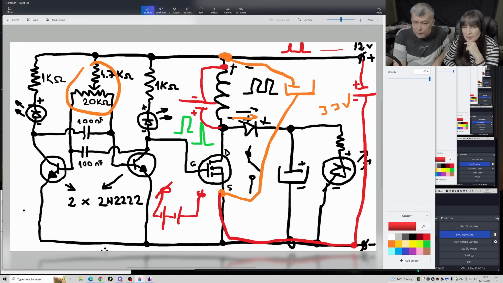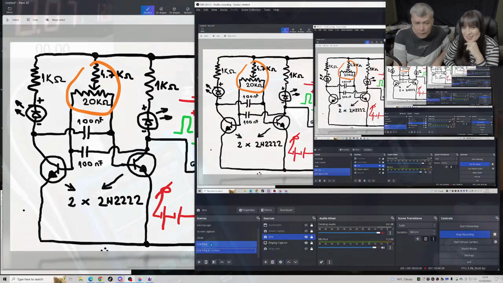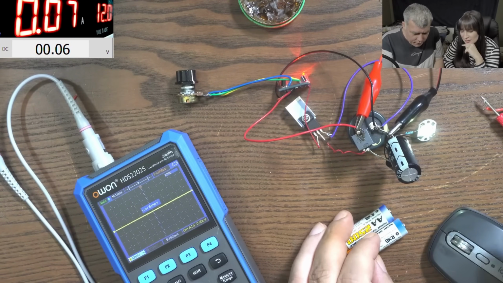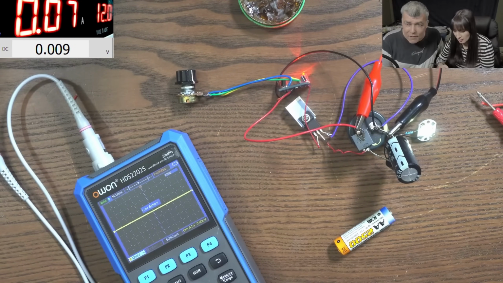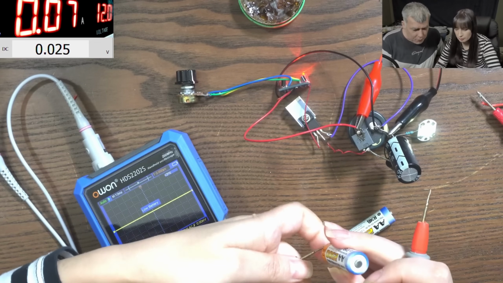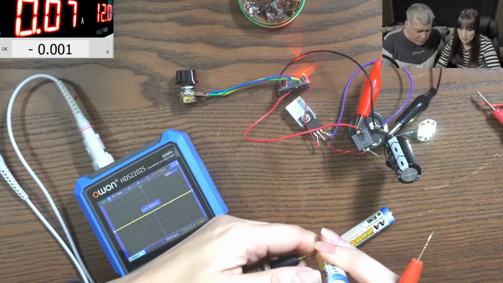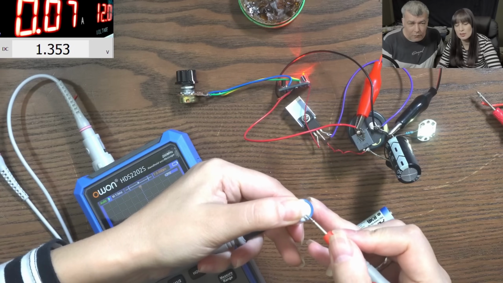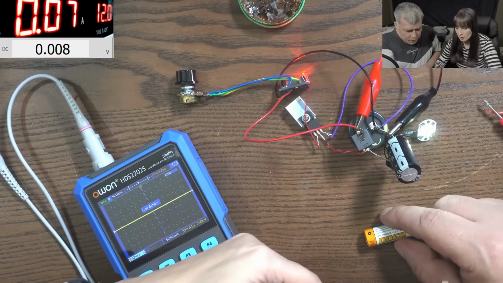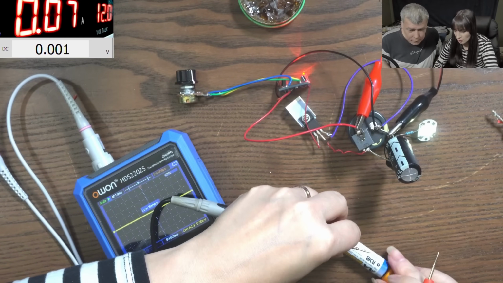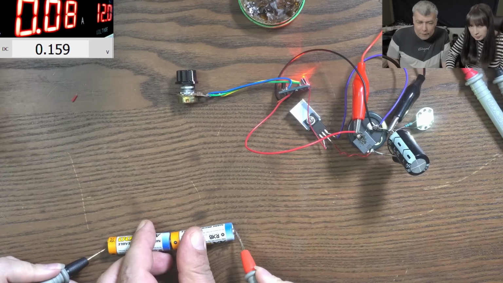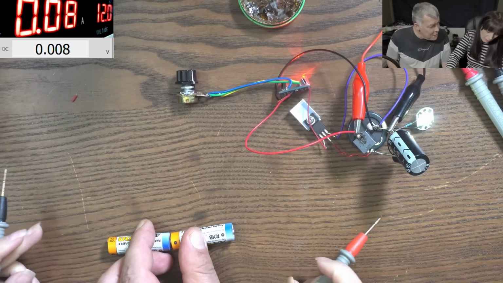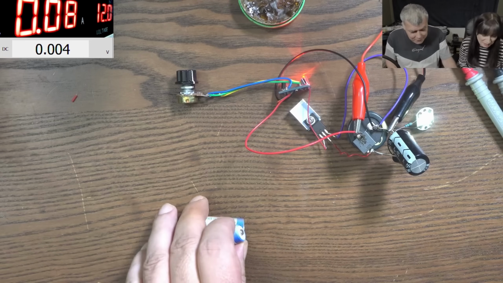Okay, let's check together. So you have two batteries here. Check one battery only. What is the voltage? It's 1.3. Okay, connect them in the serial mode. It's 2.7. So the voltage is added together.